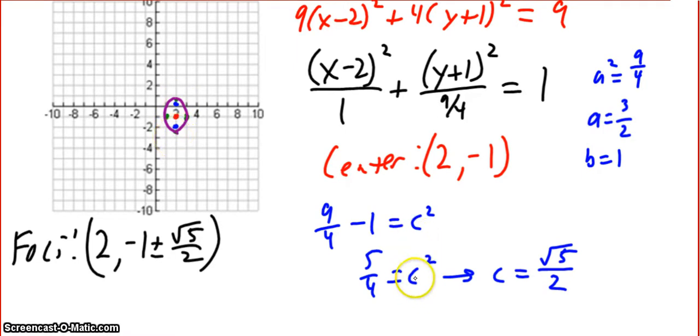The c value, c squared, comes out to be 5/4, so c is the square root of 5 over 2. So I add that to the y value of the center. So the foci are at 2, comma, negative 1 plus or minus root 5 over 2.